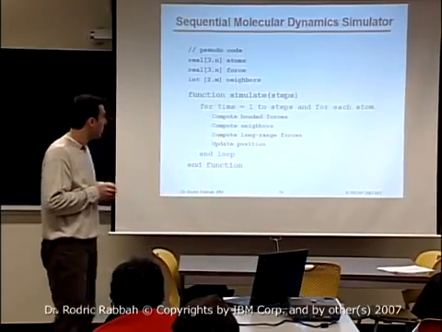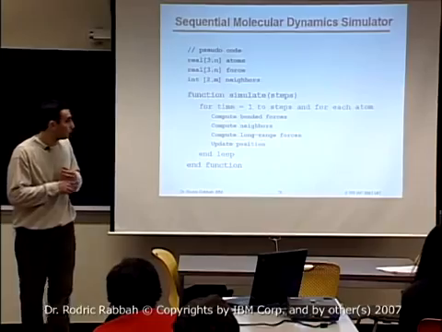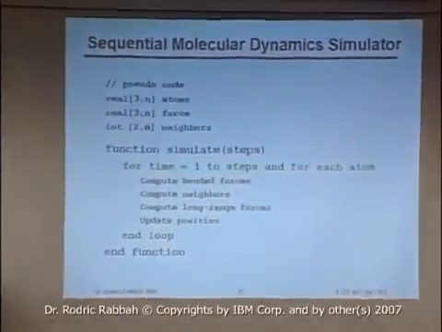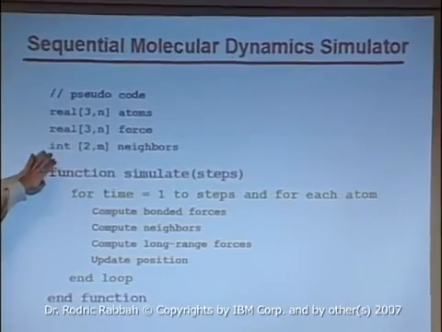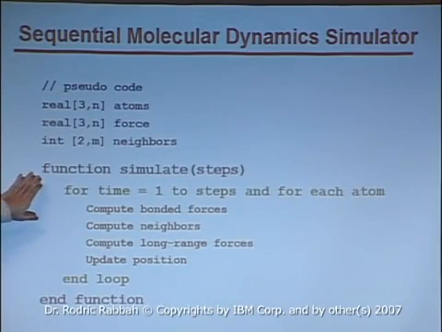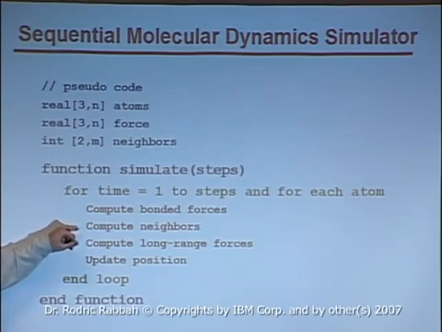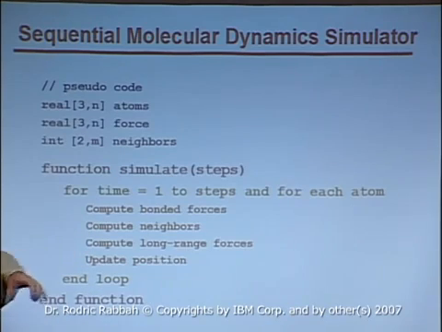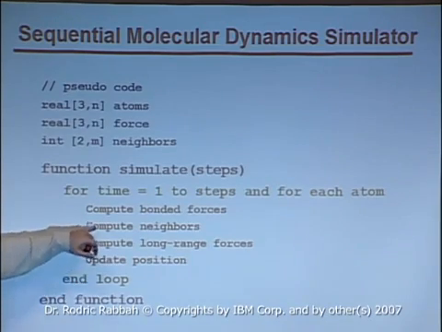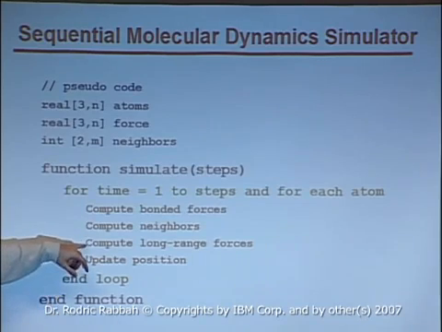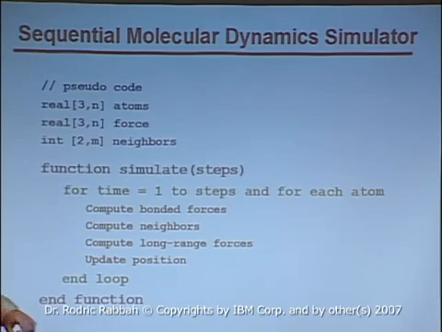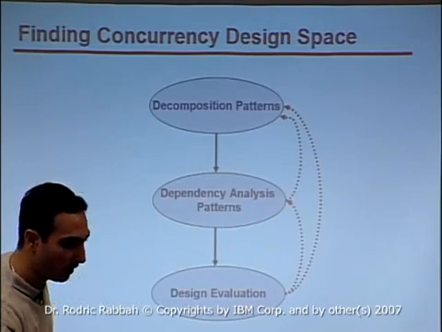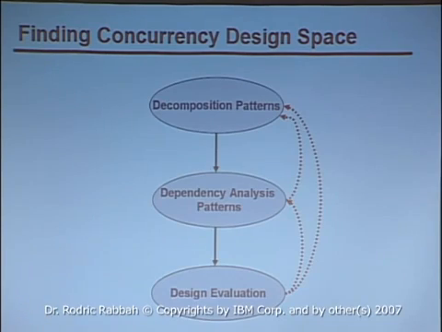So in the sequential code, here is some pseudocode for a molecular dynamics simulator. You have your atoms array, your force array, and your set of neighbors in two-dimensional space, and you simulate different time steps. For each time step, for each atom, you compute the bonded forces and compute who your neighbors are. For those neighbors, you compute distance, compute the forces between them, update the position, and end. Since this is a loop, that might suggest where to start looking for concurrency.